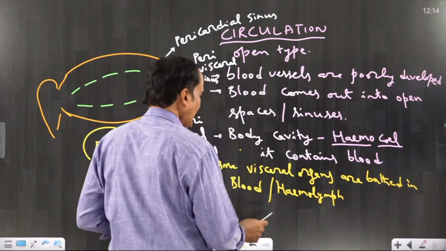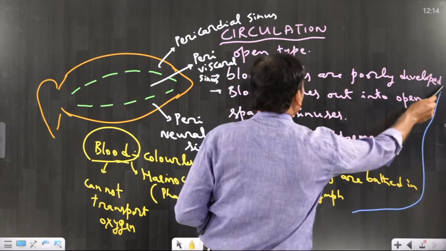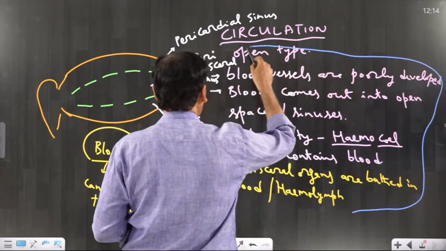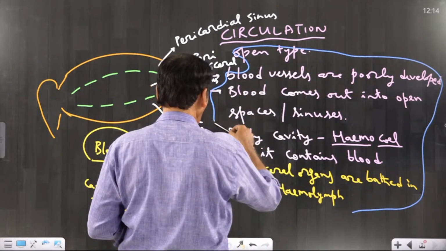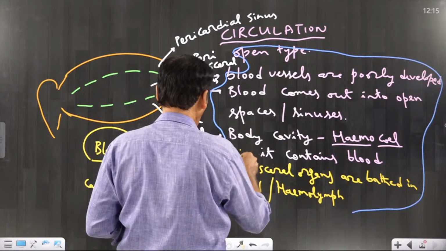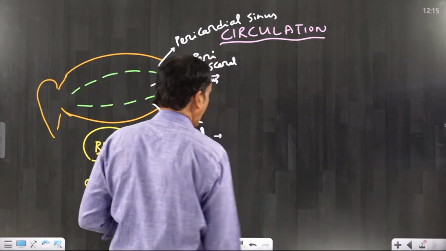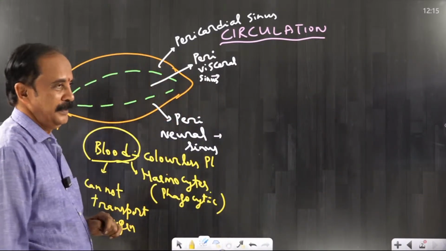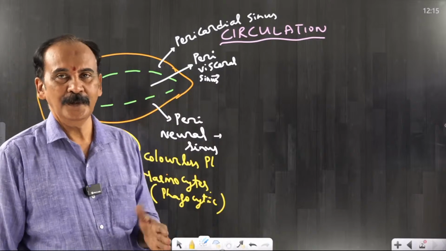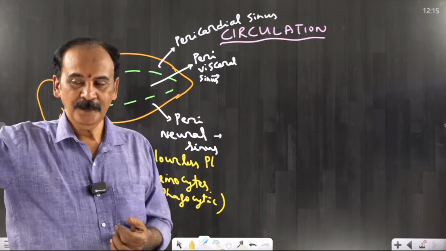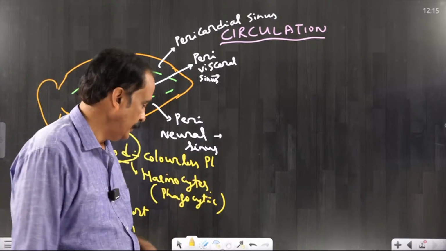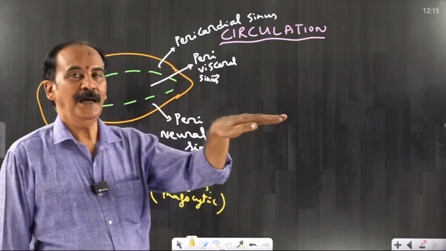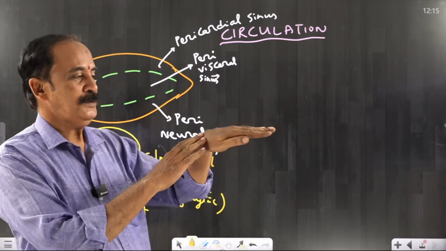Okay, cockroach has the heart located mid-dorsally. It is located mid-dorsally, okay, in the thorax and the abdominal region. Say for example, this is the animal, cockroach, right?